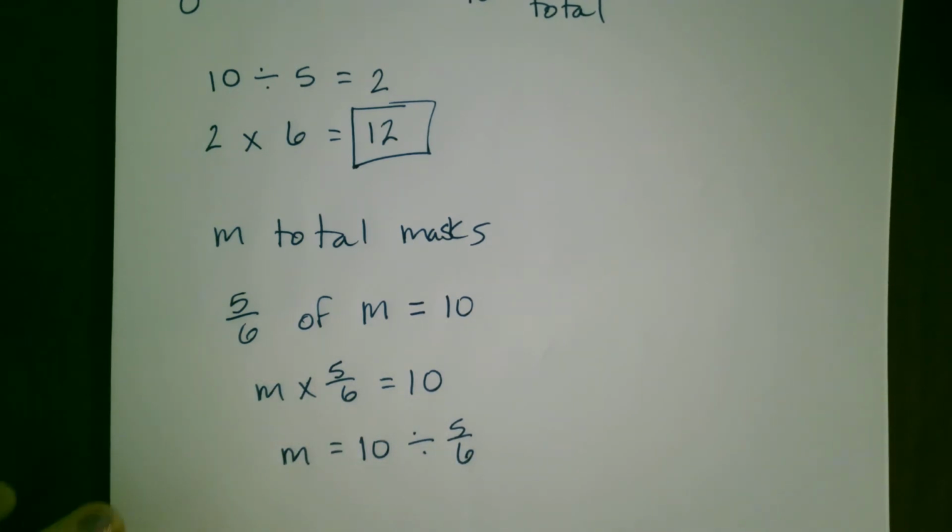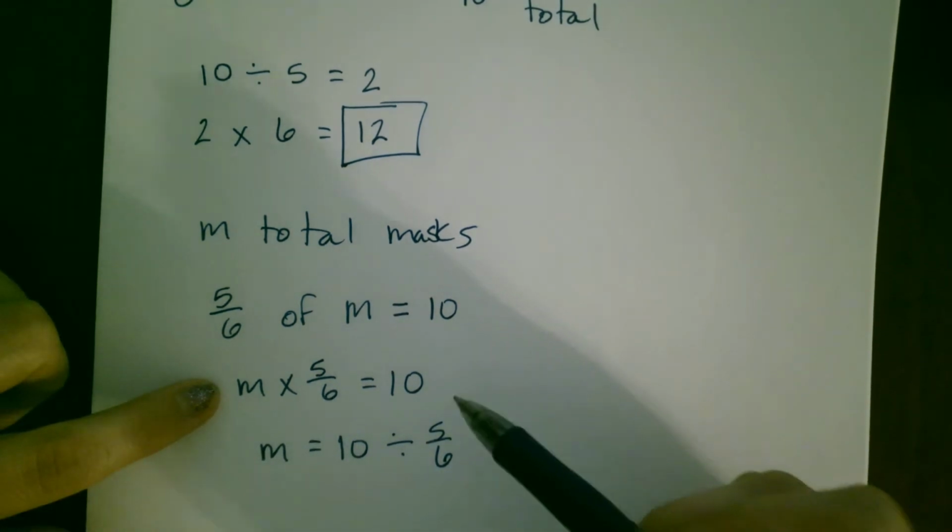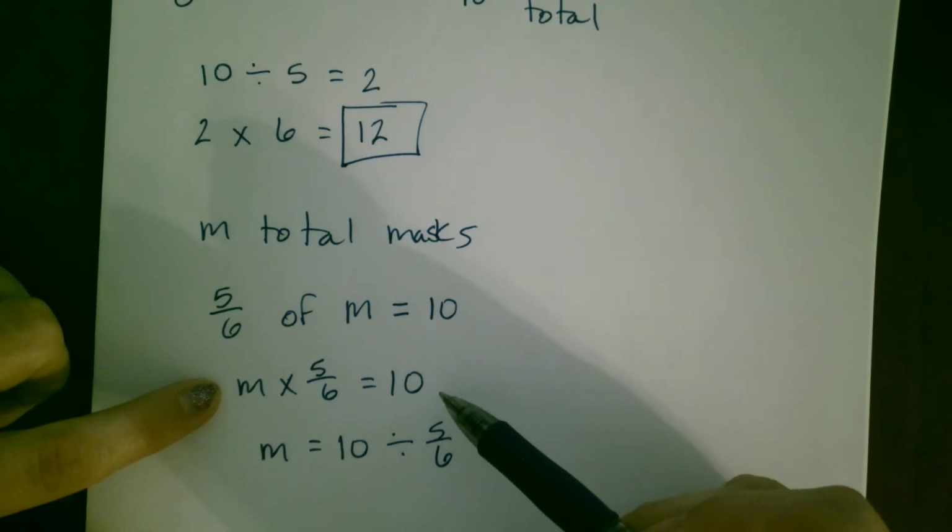So I'm going to backtrack. I'm going to go back. Saying 10 divided by 5/6, I don't really know what that means, so I'm going to come back up here. m times 5/6 equals 10. We looked at this the other day when we were trying to compare fractions.